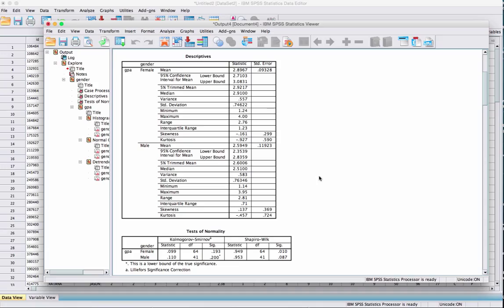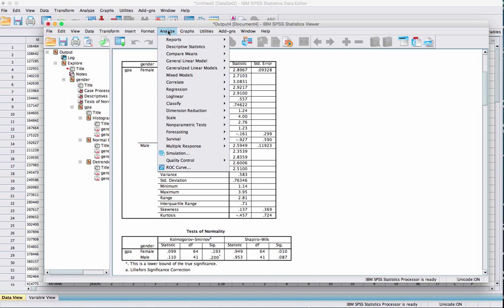So we have one piece of information to say something about the assumption of skewedness and kurtosis, or normality, and that's the Shapiro-Wilks test information. So now I'm going to go up and do the t-test. I'm going to go to compare means and independent samples t-tests.